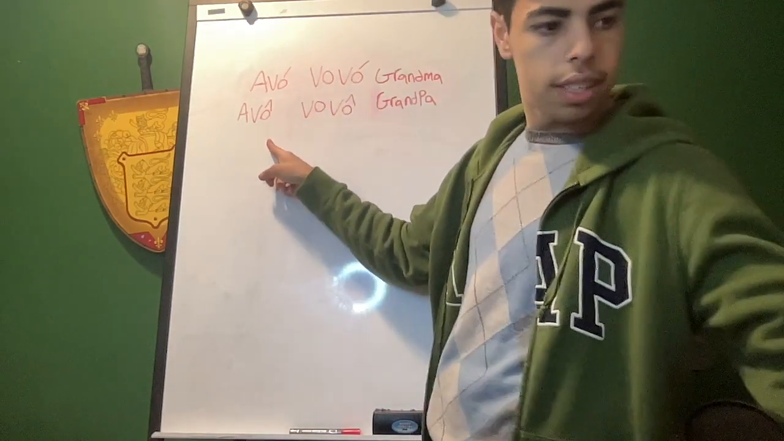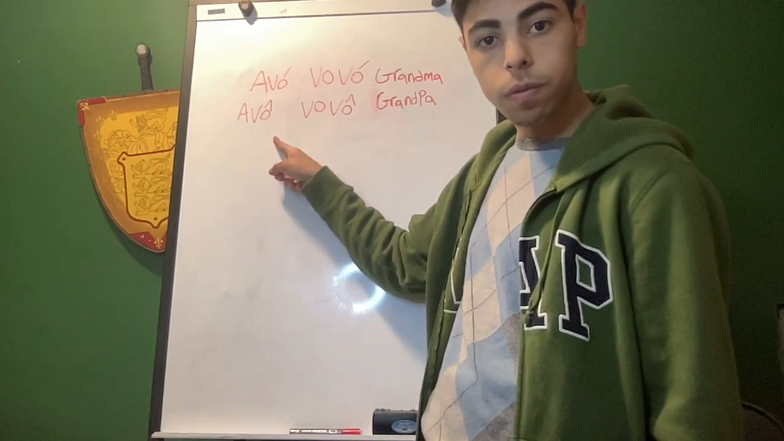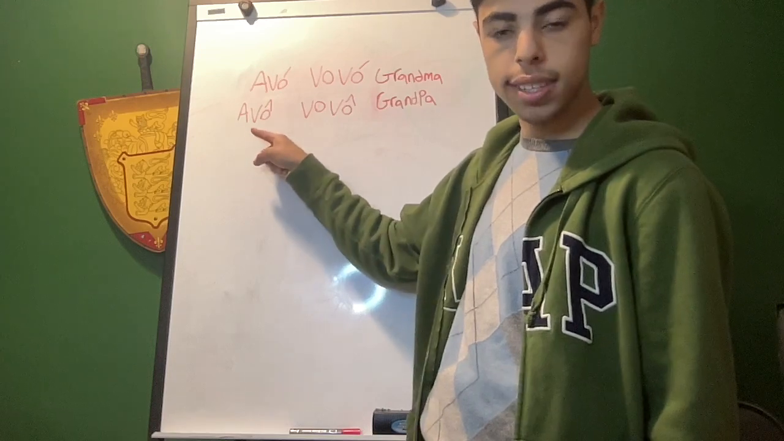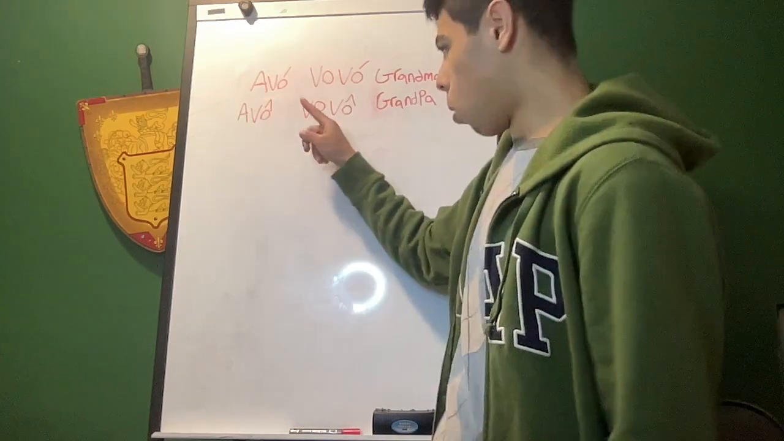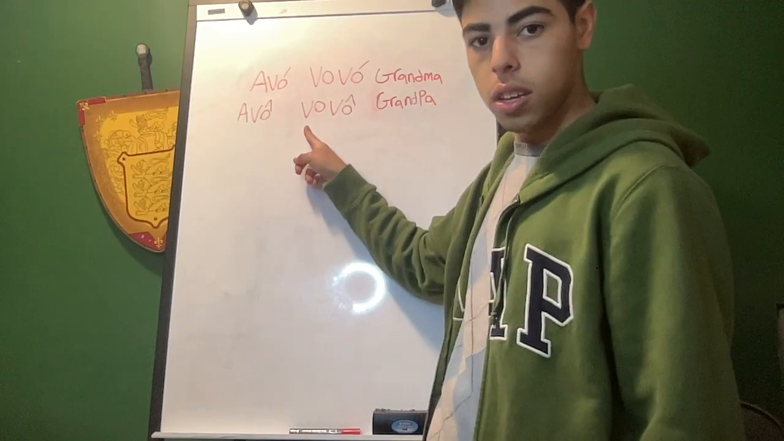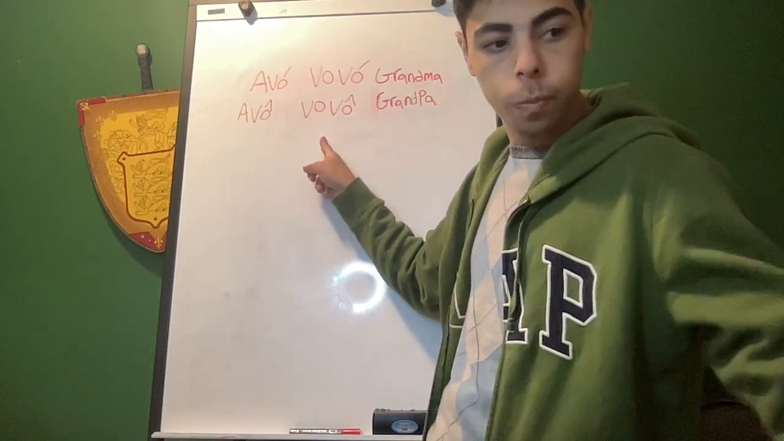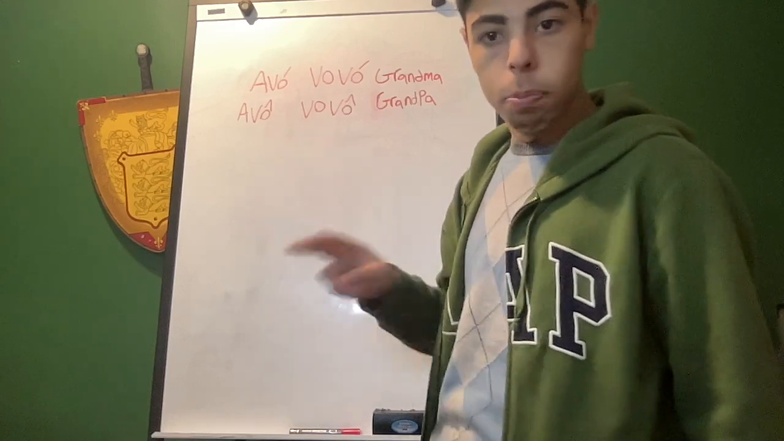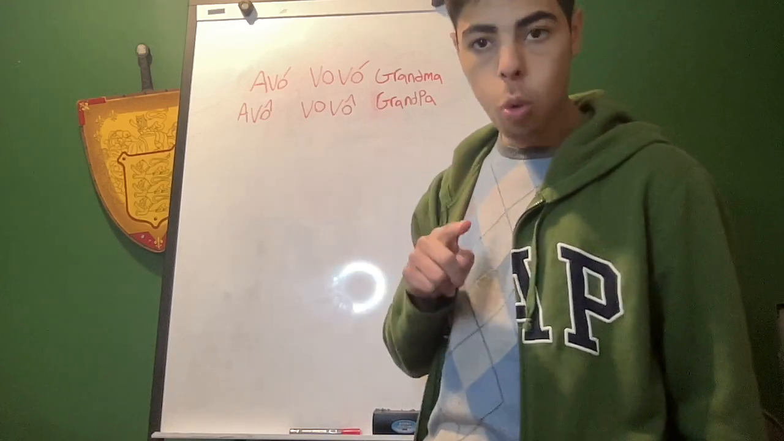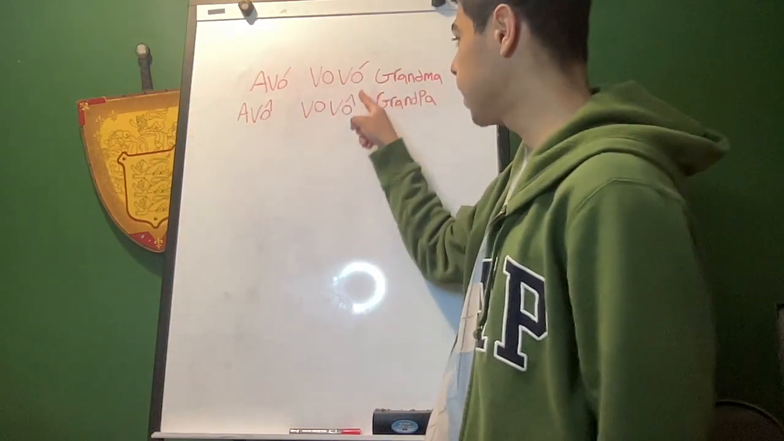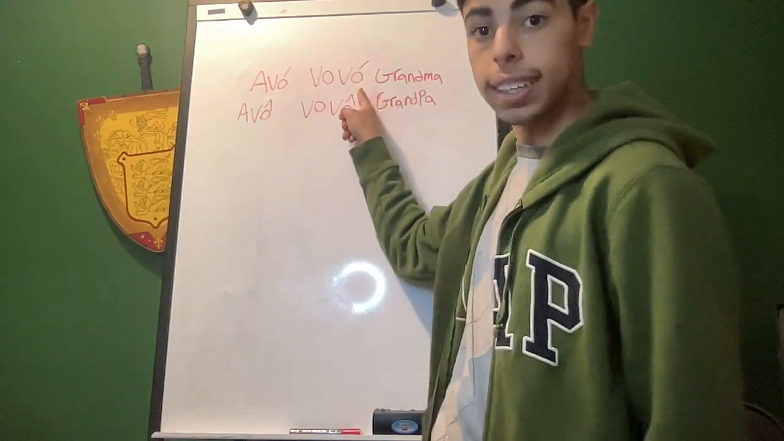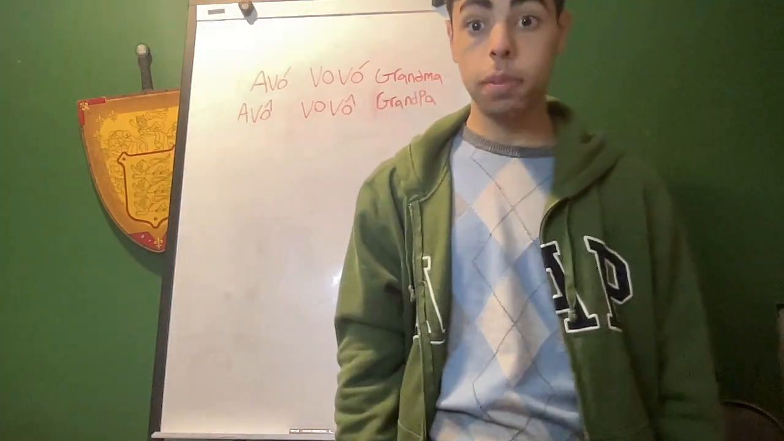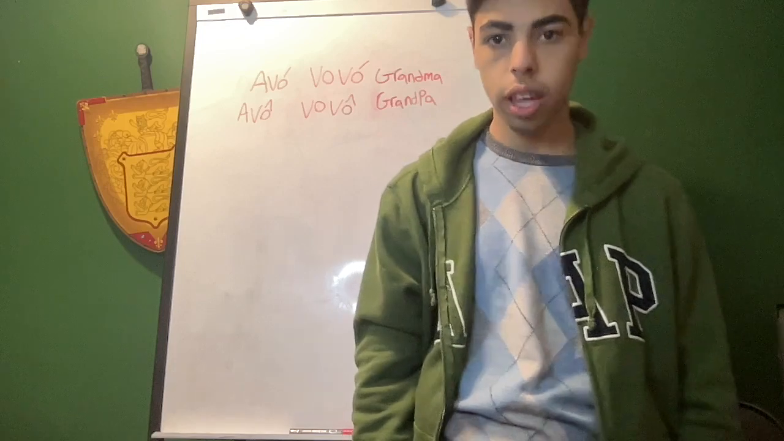Grandpa in Portuguese: avô. It's a more closed sound at the end. Or you could say vovô. Both of those only have accents on the last vowel. That's the difference between grandpa and grandma.